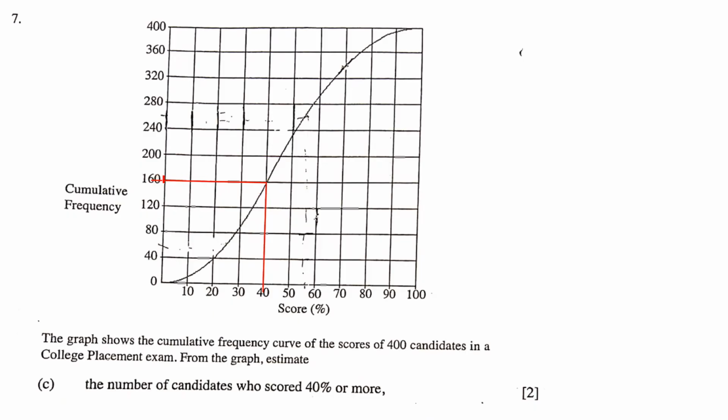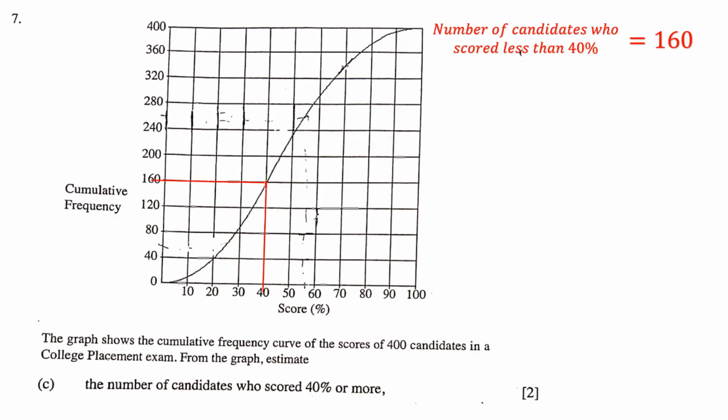this is 160. So what this is telling us, and this is very important that you understand what it is telling us, is that 160 students scored less than 40%. That is what this is telling us. So the number of candidates who scored less than 40% is 160. That is what this is telling us.